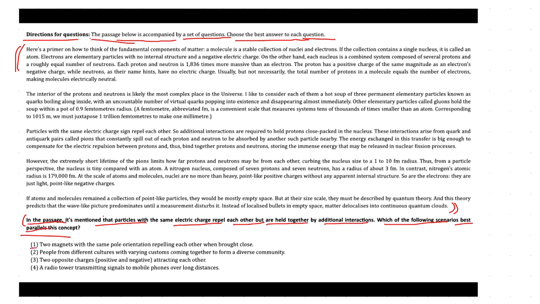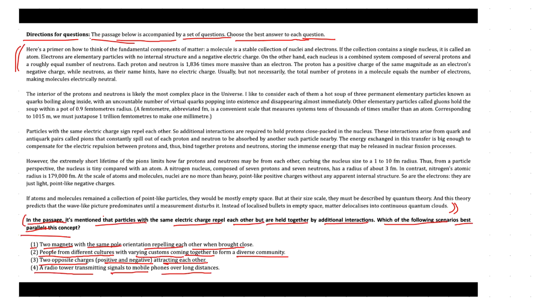The first option said two magnets with the same pole orientation repelling each other when brought close. Second, people from different cultures with competing customs coming together to form a diverse community. Three, two opposite charges, positive and negative, attracting each other. Fourth, a radio tower transmitting signals to mobile phones over long distances.